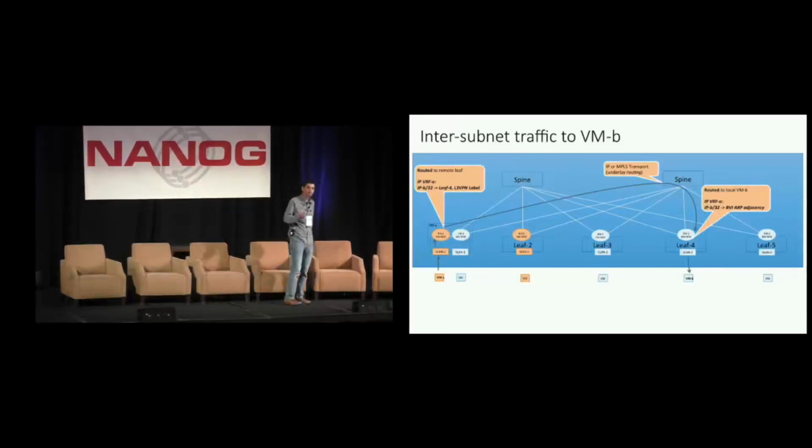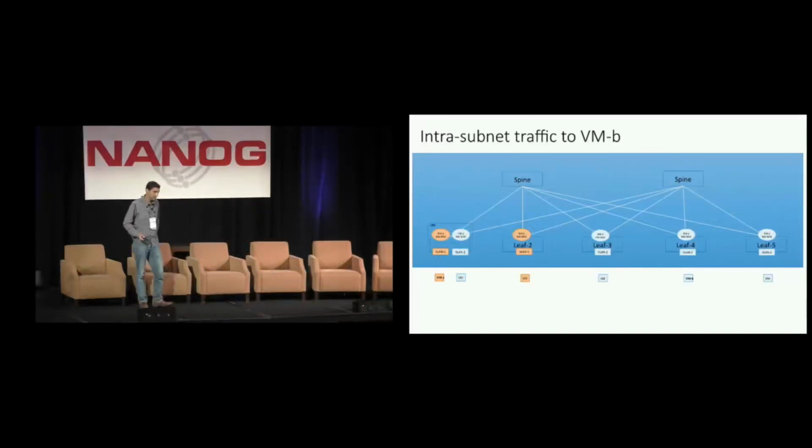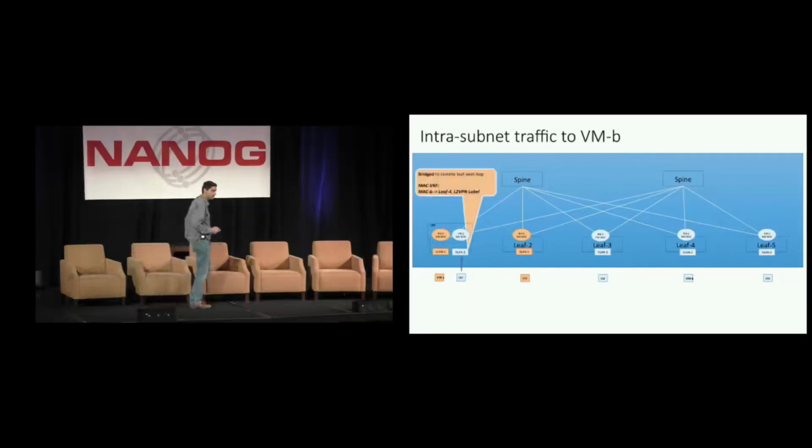So this is where the symmetric term comes from. The symmetric IRB term comes from the fact that the packet gets routed on the ingress leaf and routed on the egress leaf. Similarly, any bridged traffic, intra-subnet traffic, would hit the ingress leaf and go through a MAC VRF lookup for the destination VMB's MAC. Based on that MAC lookup, it will get forwarded to the next hop, leaf 4. Leaf 4 will do another MAC lookup and bridge the traffic on the port towards VMB.